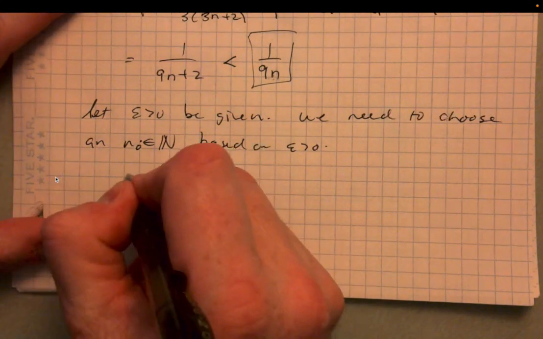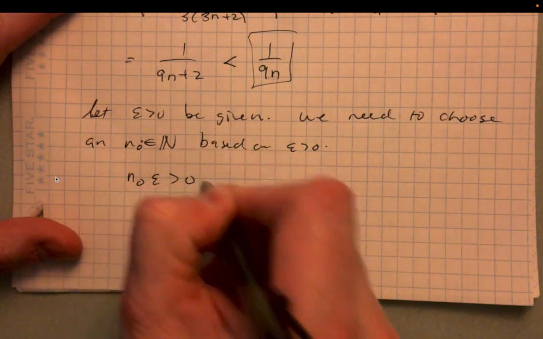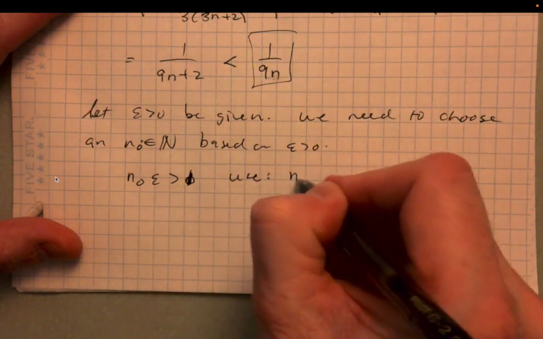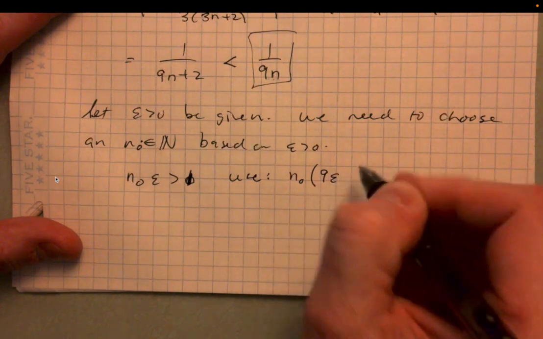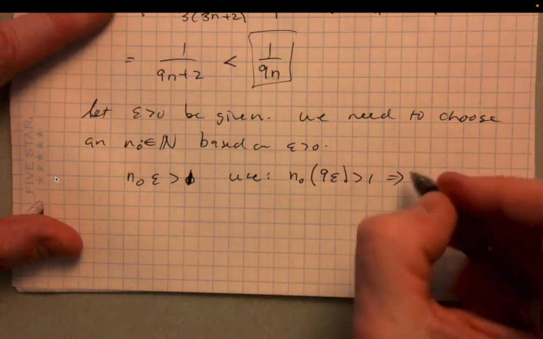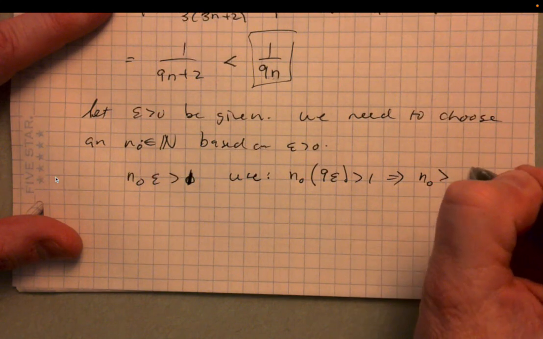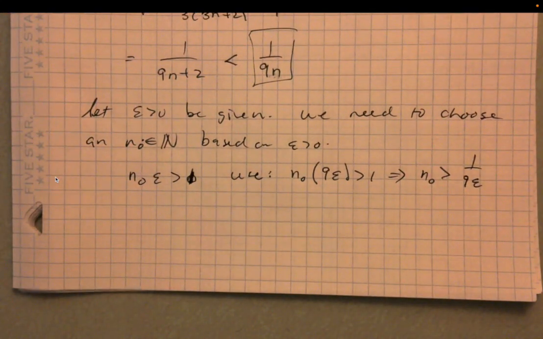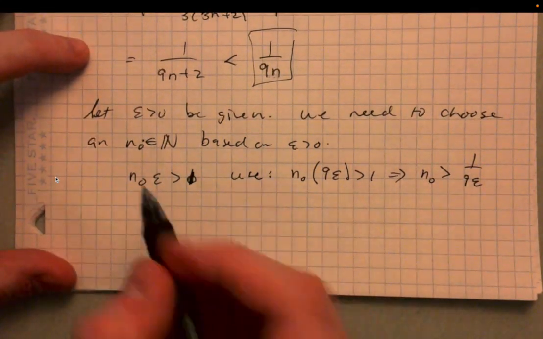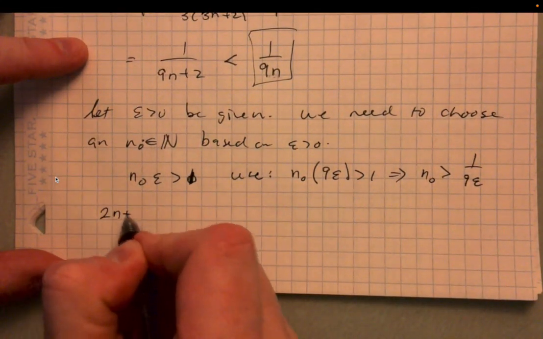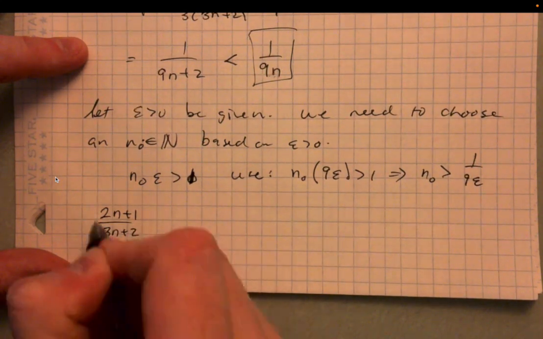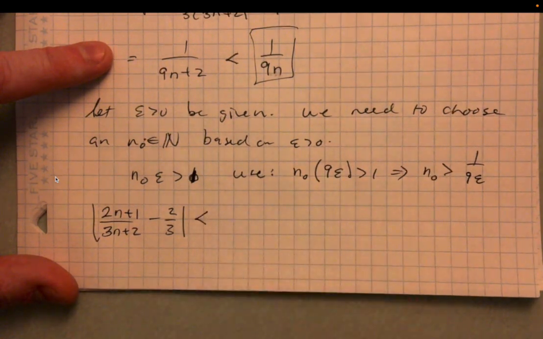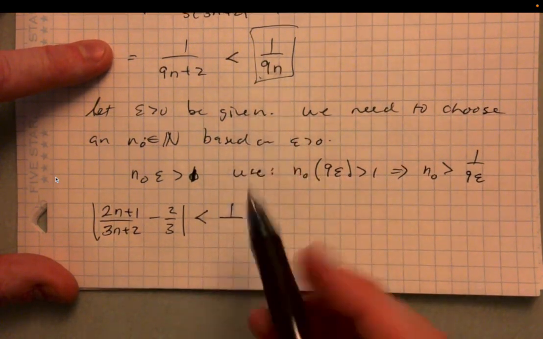Right, and so you can think of it like this. If you have n naught times epsilon greater than 1, then we can use n naught times 9 times epsilon greater than 1. And we can see that n naught needs to be greater than 1 over 9 times epsilon. Okay, and then we can just plug all of this in. So if I have 2n plus 1 over 3n plus 2 minus 2/3, I know that that is less than 1 over 9n.